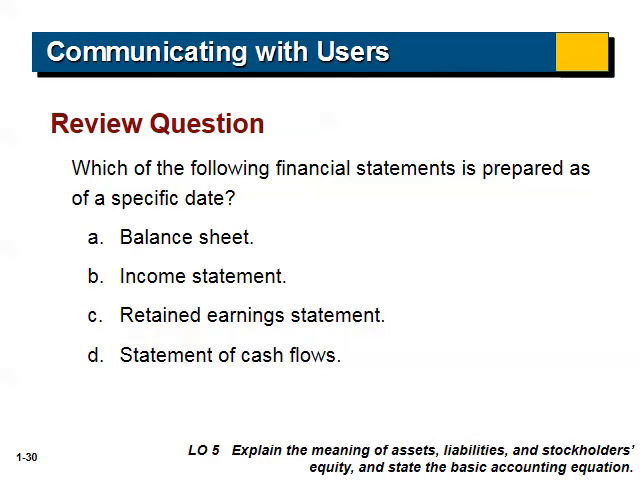Which of the following financial statements is prepared on a specific date? Well, there's only one. The income statement, the retained earnings statement, and the cash flow statement are for a particular period, be it a month, quarter, or year. Only the balance sheet is at one point in time, normally the end of a period, say December 31st, 2016.